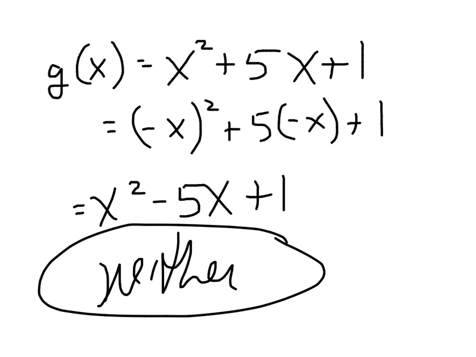What do you guys think? That's pretty easy. So on page 216 to 217, we're doing 15 to 45 multiples of 3.